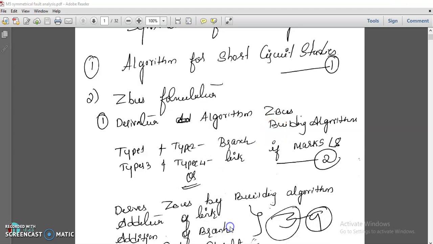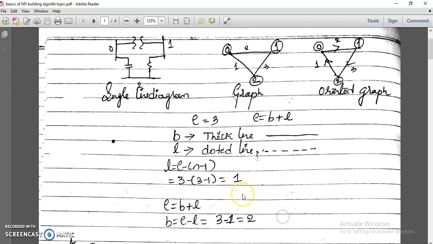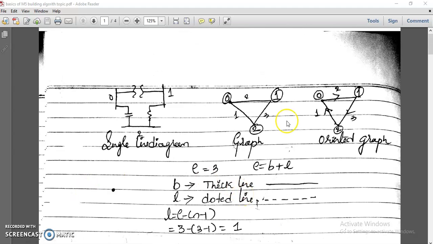Just have a look at this. Okay, this is the basic. To form this building algorithm, just consider the single line diagram. So in module 1, whatever we have covered, like graph, tree, coterie and all, with the same concept, let us see what actually this building algorithm is. See, this is the single line diagram. Here the buses are specified, a 3 bus system, 0, 1, 2, and these are the components.